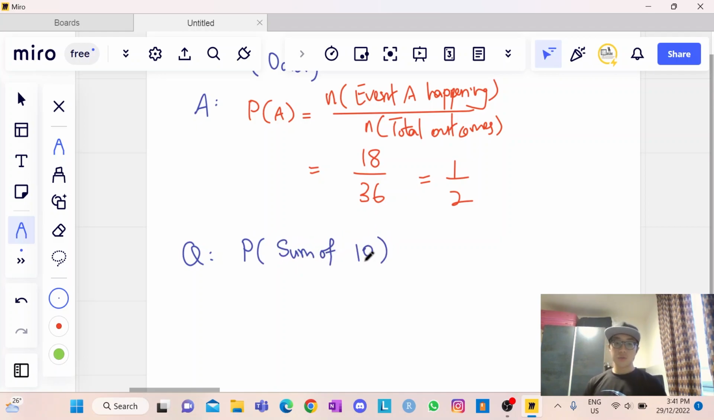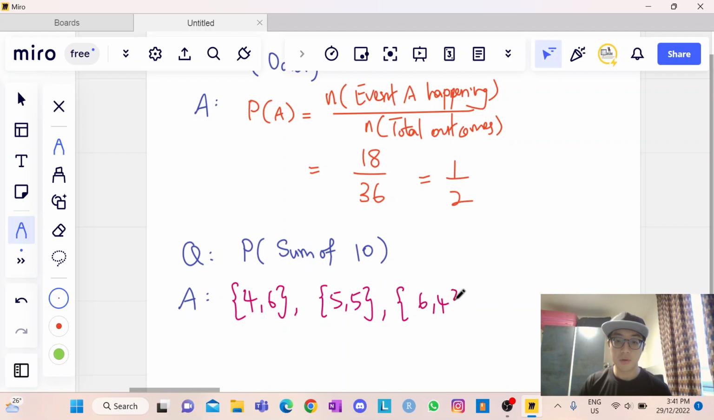All right, so if you're going to list out one by one, you can do so. If you think from the possibilities, you can get 4 and 6, you can get 5 and 5, and you can have 6 and 4. And this is actually equal to 3 out of the 36 outcomes. So it will be equal to 1 over 12.